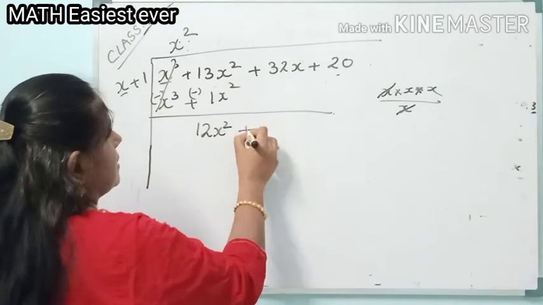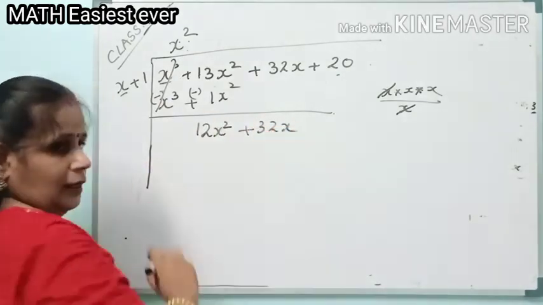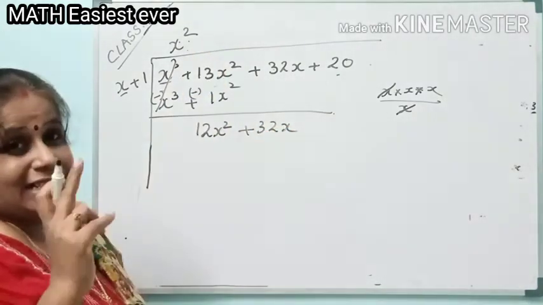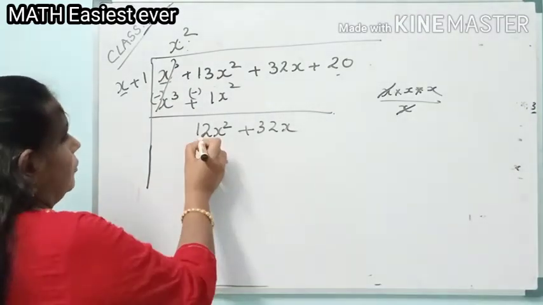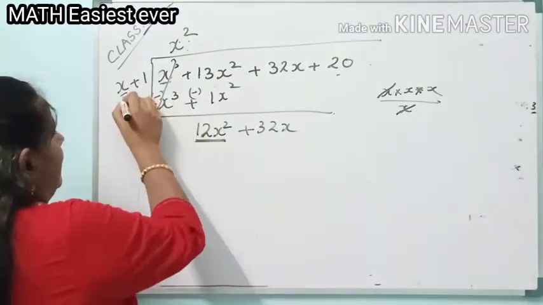Bring down the next term, 32x. Now what you have to do is find out the next term of the quotient. So take this 12x square and divide it with x.